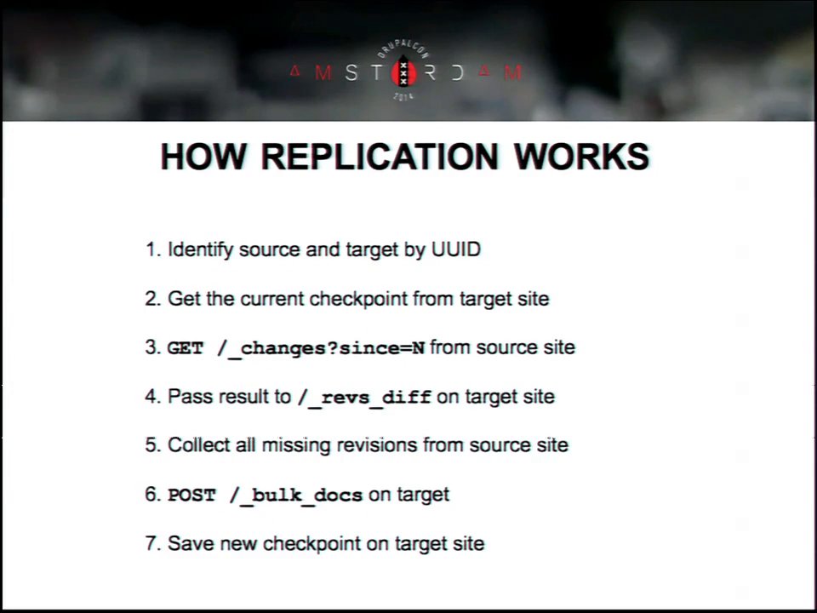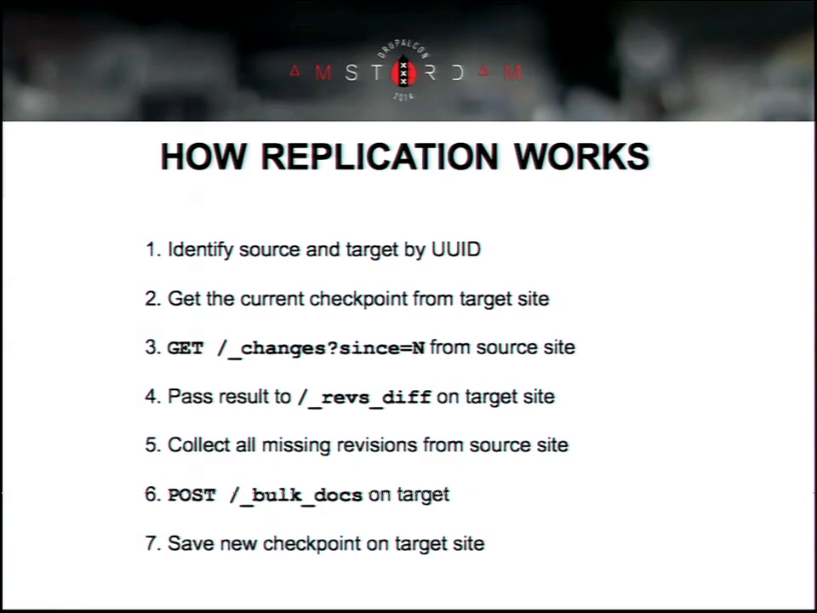Then, the result of those changes is passed to the revision diff endpoint on the target site so that we can compare what revisions you have and what revisions are missing, because revisions might have been replicated another route to the target site, not necessarily from this source and target replication. So revisions might have ended up at the target site for various reasons. So we pass that so that we only get the missing revisions. We collect the missing revisions, and we post them to the bulk operation API on the target site. That's roughly how it's working.